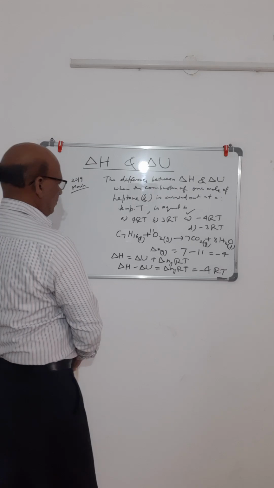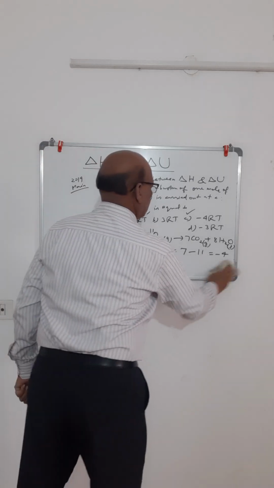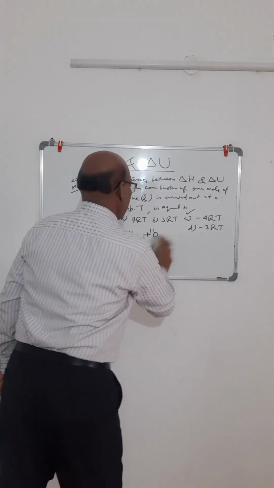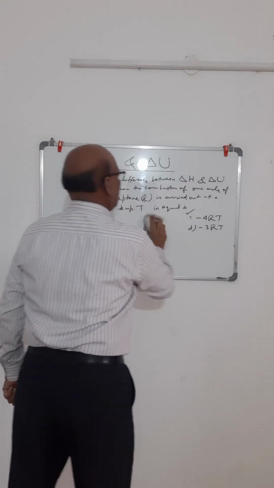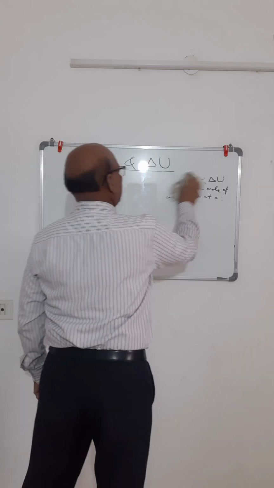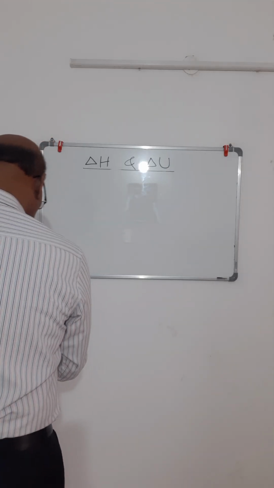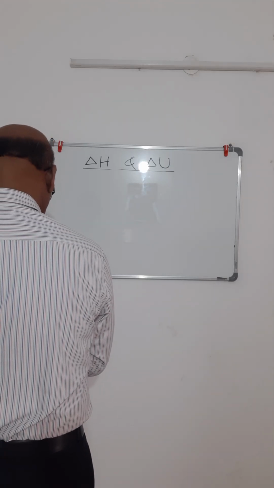So we can apply this equation, delta H equal to delta U plus delta Ng RT, to find the required difference between delta H and delta U. Now let us take a few more questions. So 4 more questions we will take, then we will wind up this session.